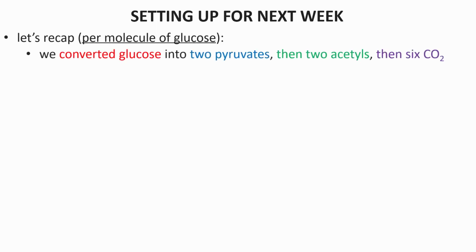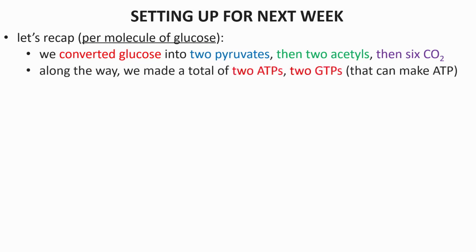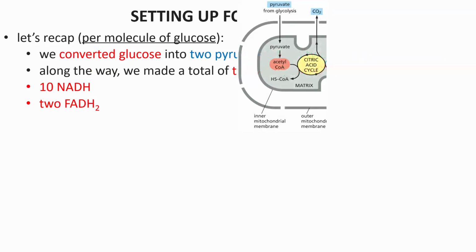Per molecule of glucose, we've converted one glucose into two pyruvates, converted those two pyruvates into two acetyls, and ultimately decarboxylated all of that and released it as carbon dioxide. Along the way, we made a total of 2 ATPs in glycolysis, 2 GTPs, because we ran the citric acid cycle twice. We can use those GTPs to make ATP if we need it. We've gotten 20 electrons on NADH, and 4 electrons on FADH2, right? So 10 reduced NADHs and 2 reduced FADH2s. And all of that was glycolysis in the cytoplasm and the citric acid cycle in the mitochondrial matrix.